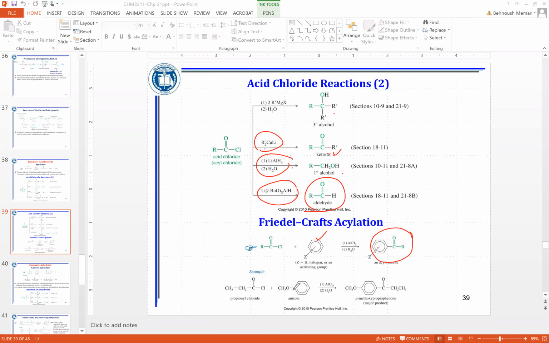If there is a group already on the benzene ring, as we learned in chapter 17, and it's an electron donor group, the new group is going to go to either the ortho or para position. In this case, it's going to the para position because you have a large group that is going to be replaced, and of the choices of ortho and para, para is preferred.